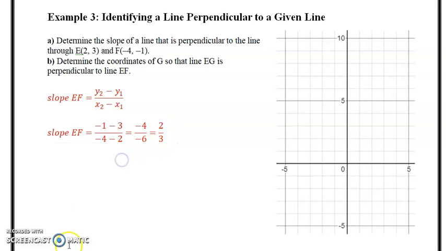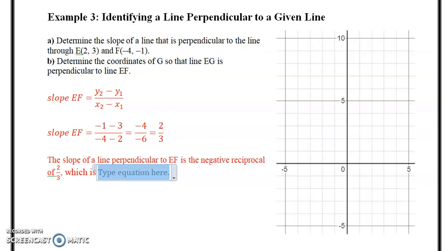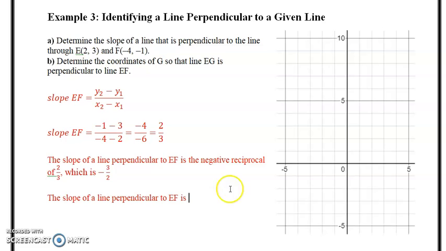So that means that the slope of a line perpendicular to EF is a negative reciprocal of 2/3, which is negative 3 over 2, or negative 3/2. Okay? So we can answer the question. The slope of the line perpendicular to EF is negative 2/3. Okay? I'm doing double duty, but that's what the book did. I just want to be consistent.